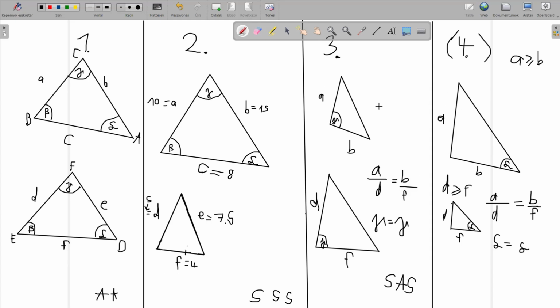Today we are going to learn about triangle similarity and the trigonometric functions sine, cosine, and tangent. But firstly, let's take a look at similarity. When are two triangles similar?